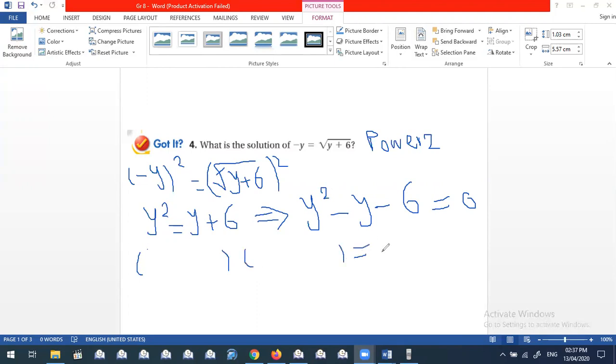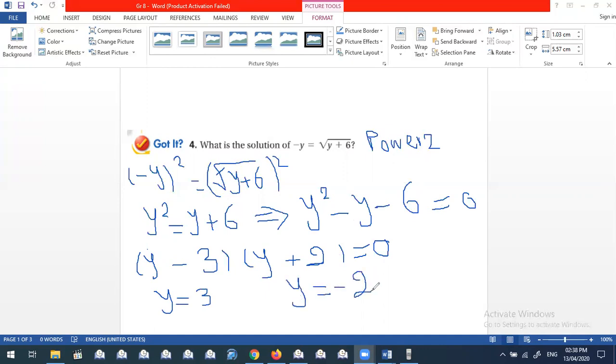Factorize like that. Y squared will be y and y. We need two numbers whose product is 6 and the difference between them is 1. The two numbers are 3 and 2. The biggest one will take negative, and the other will be positive. So y here equals 3, first solution, and y here equals negative 2.